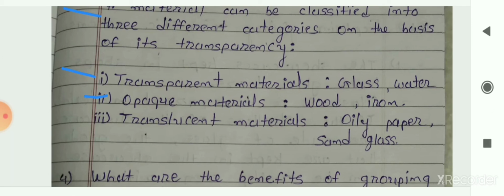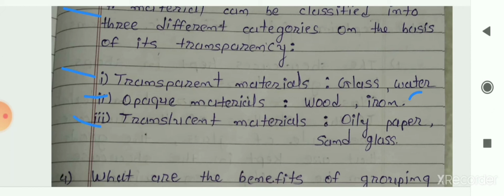Next is opaque materials. So the materials or objects through which we cannot see, those kind of materials or substances are known as the opaque materials. The examples of opaque materials are wood and iron, through which we cannot see. So this is the opaque material.